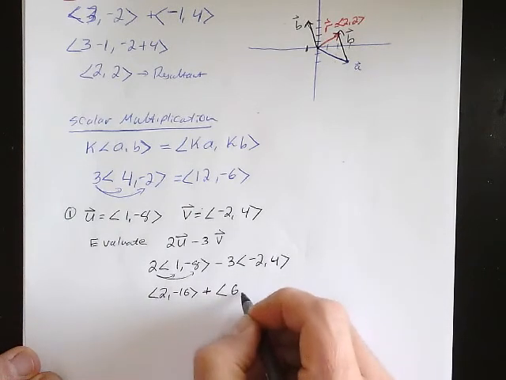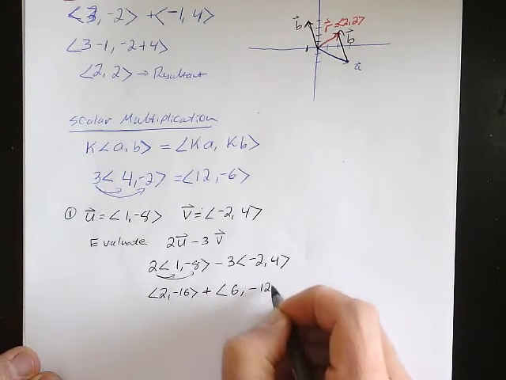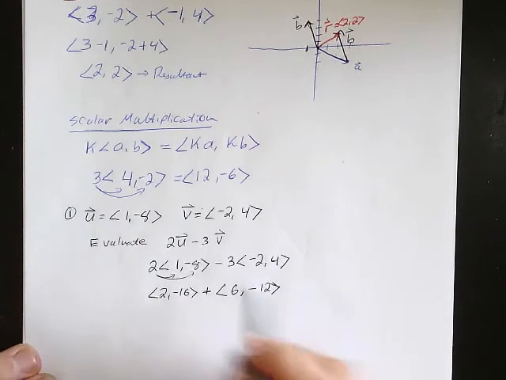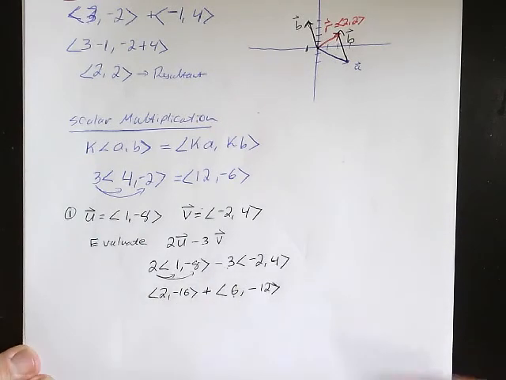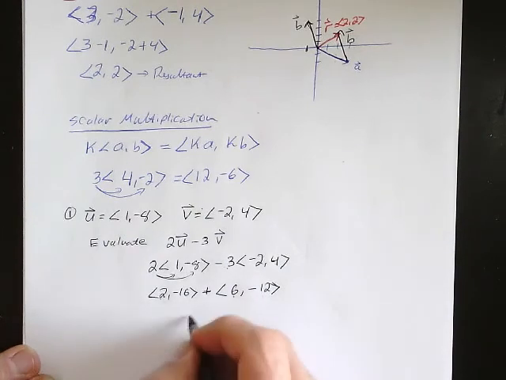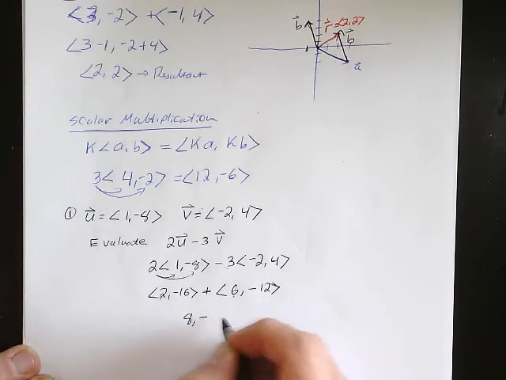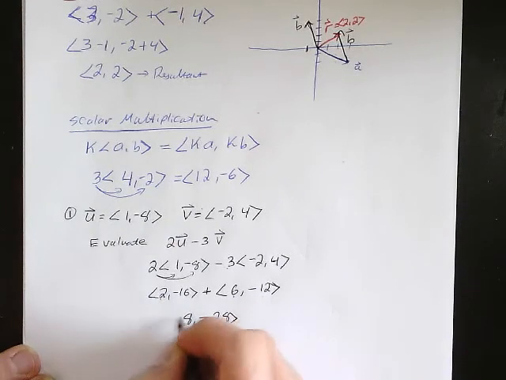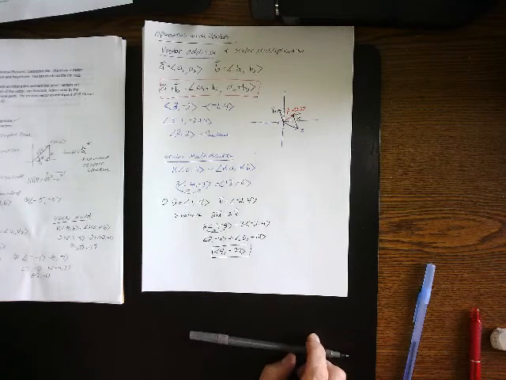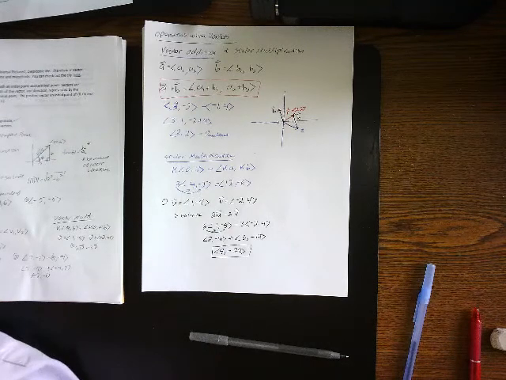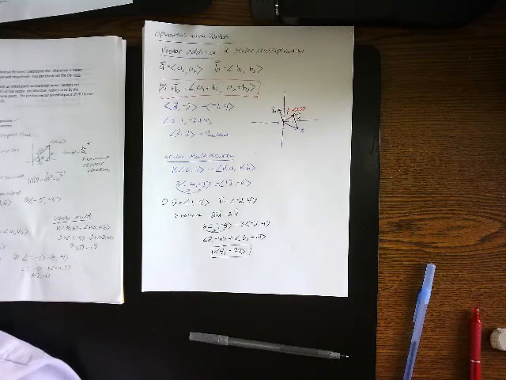plus, now I know it's a negative sign there, I'm going to distribute the whole negative sign. So when you distribute that negative, it becomes addition. That would become a 6, negative 12. Negative 3 times negative 2 is a positive 6. Negative 3 times a positive 4 is a negative 12. Now we're ready to combine. 6 plus 2 is 8, negative 28. And there you go.